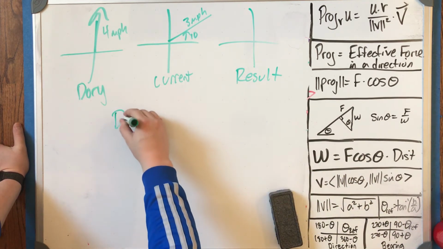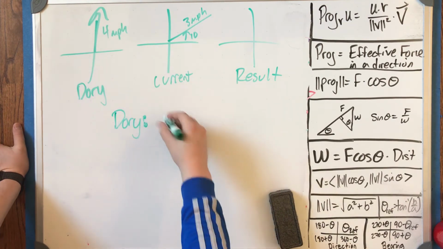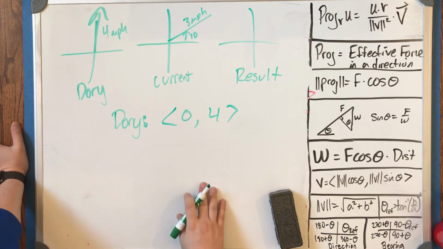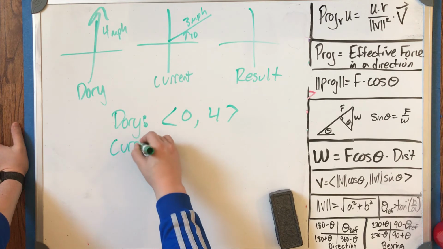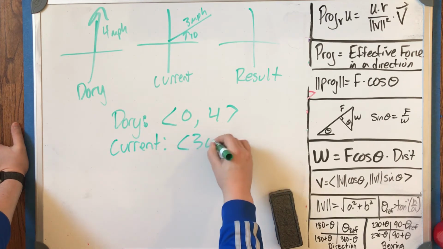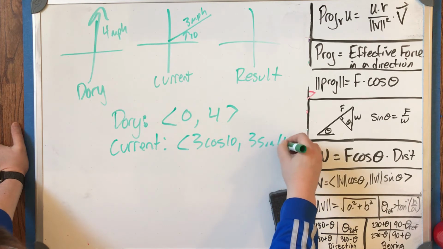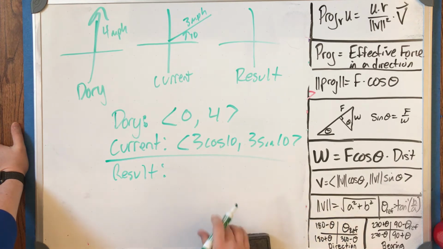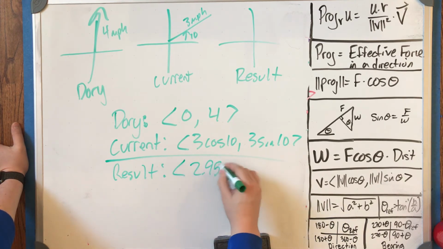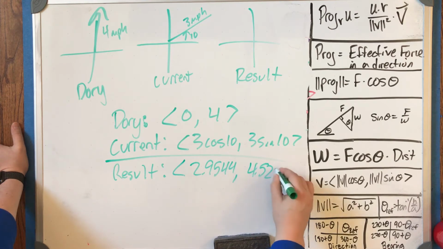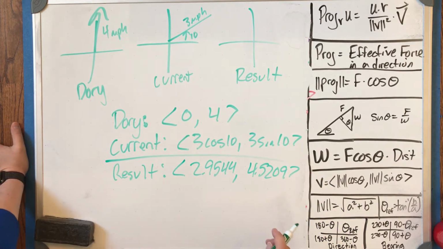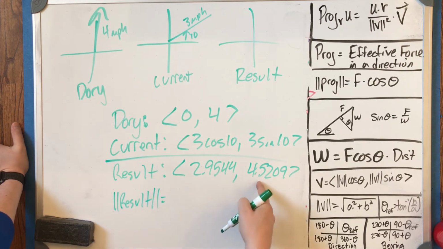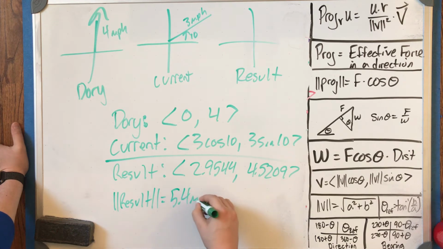All right, so Dory's vector is going to be 0, 4, because she's going straight north, so 0 in the x direction and 4 in the y. The current is going to be 3 cosine 10, 3 sine 10. Add those together to get the result. Using my calculator, I got 2.9544 and 4.5209. To find how fast Dory is actually swimming, I take the magnitude of the result, the square root of a squared plus b squared, which is 5.4 miles per hour.